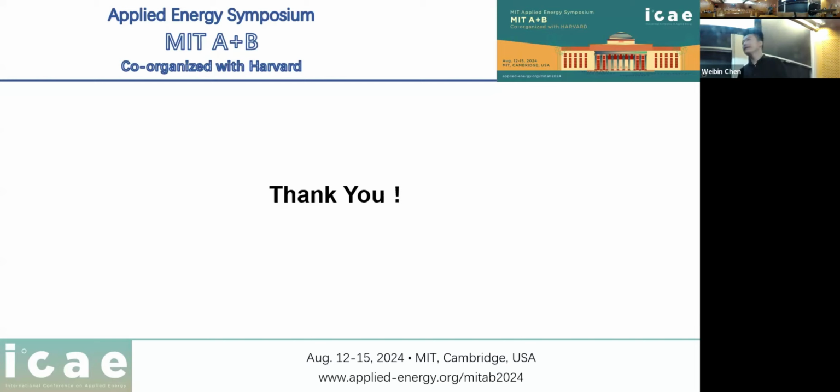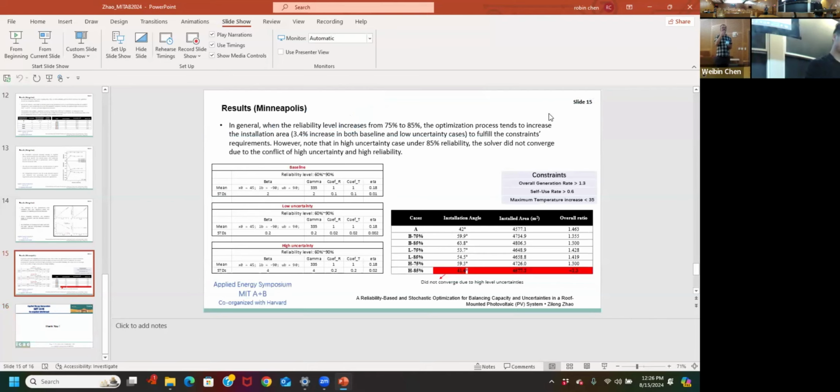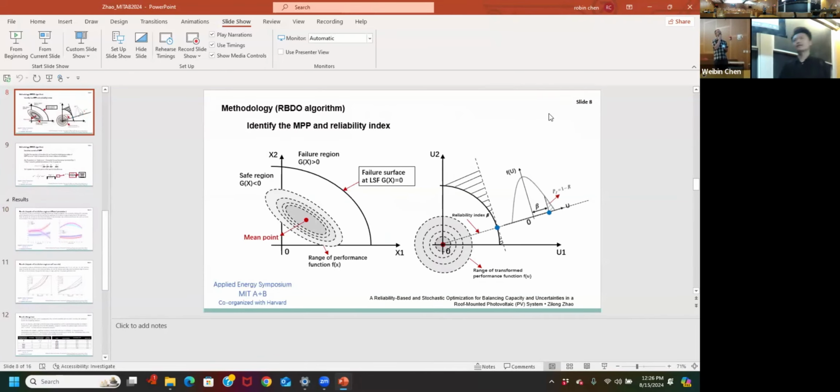I'm trying to understand what the reliability is really capturing. Can you explain that? I think of reliability in a very general sense, like the probability that the system constraints are not satisfied. So one minus that would be the reliability. Yeah.